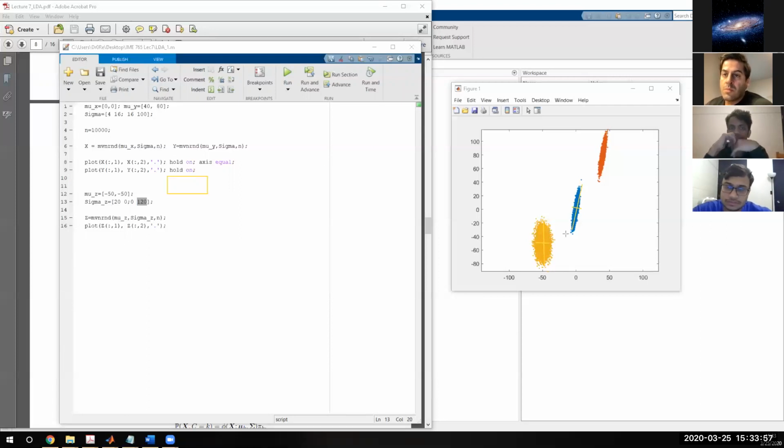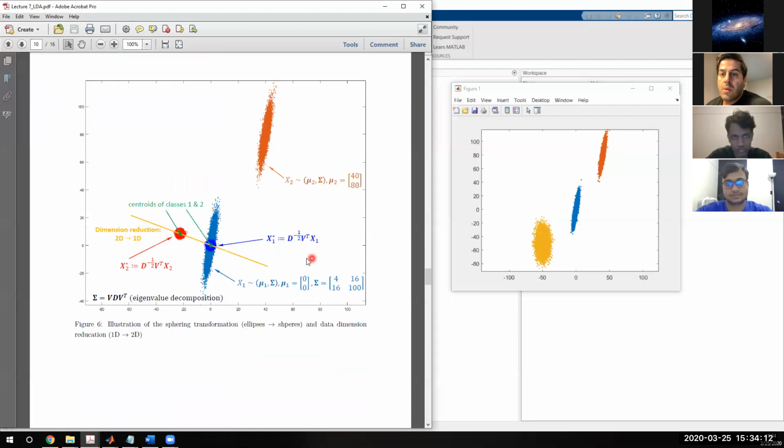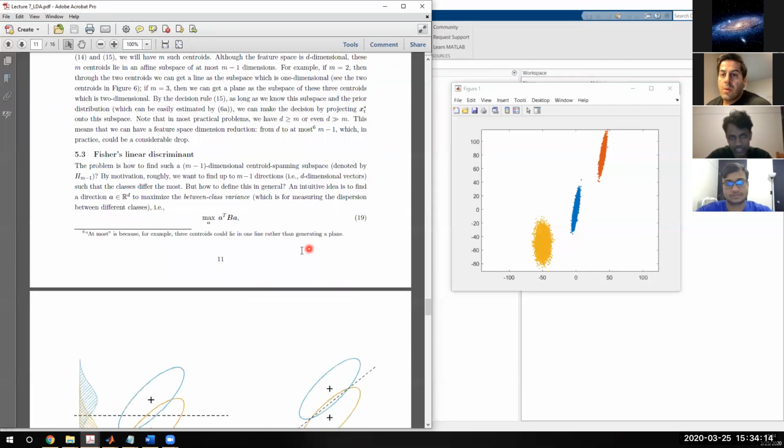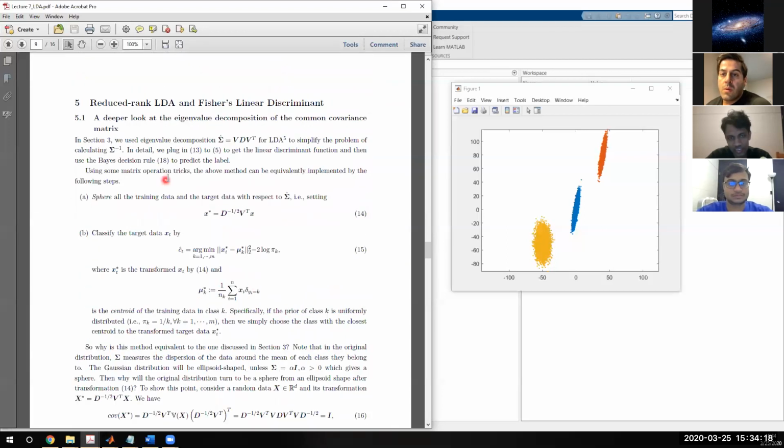Then it tells me that as long as I do it this way, who cares what your sigma looks like? It's going to be an identity matrix. To this end, I'm going to code it. I'm going to operate it in this way. So I'm going to sphere the training data by this.